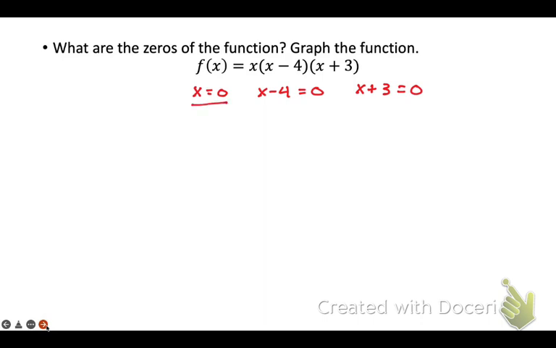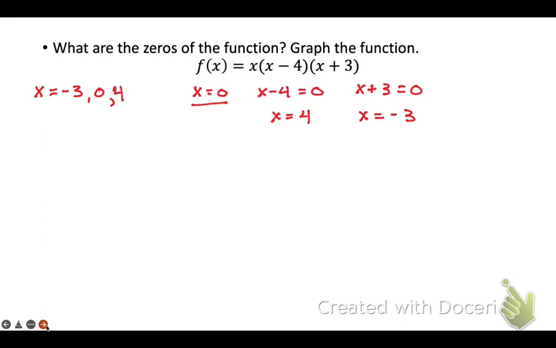Okay, so the first one, what does x equal? 0. The second one, what does x equal? Positive 4. Because you add 4. What's the next one equal? Negative 3. I'm a big person to list them in order from least to greatest. So the least is negative 3. Then 0. And then 4.